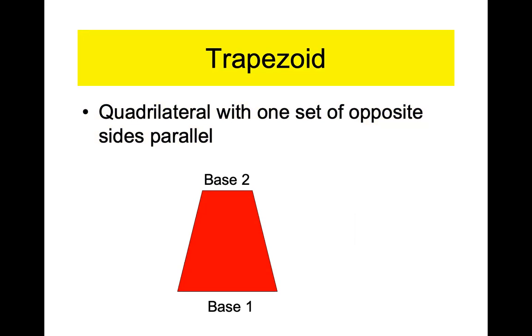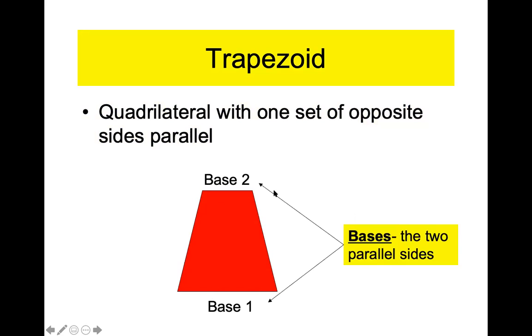And it doesn't matter which one you call base 1, base 2, but it must be the 2 parallel sides. And what I mean by that is if you want to call the larger of the 2 parallel sides base 2 and the smaller base 1, go for it. If you want to call the larger base 1 and then the smaller base 2, go for it. All right. We have some other names though.